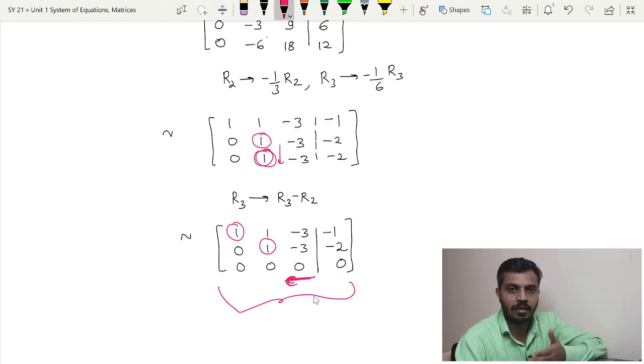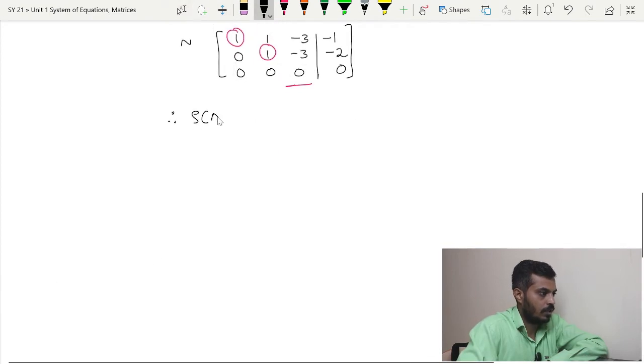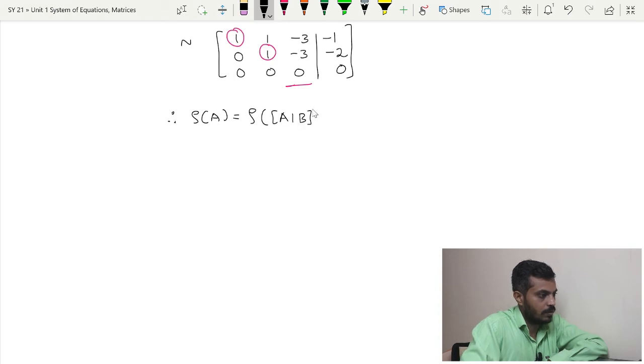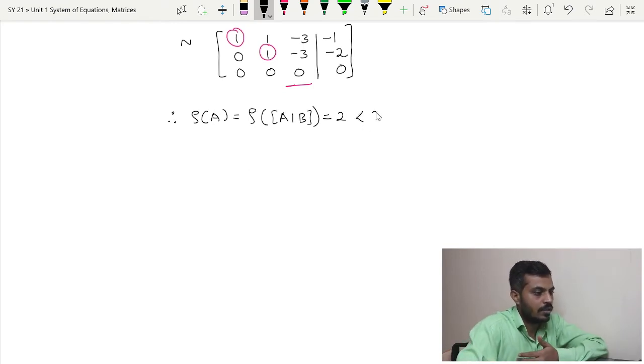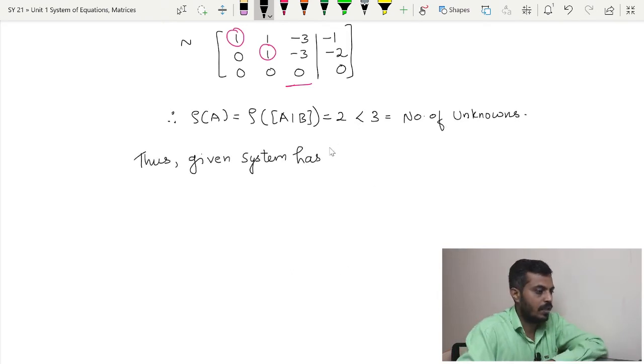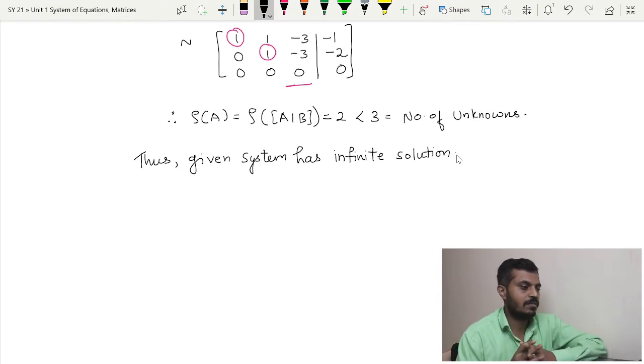So the rank of A and the rank of the augmented matrix in this case are both 2, and the system has a solution because the ranks are equal. Therefore rank of A is equal to rank of the augmented matrix, which is equal to 2, which is less than the number of unknowns. The number of unknowns in this example is 3, x, y, z are the unknowns, right? So 2 is less than 3, the number of unknowns. Thus the given system has infinite solutions. Now whenever we have infinite solutions, the question is the number of parameters that we can use.